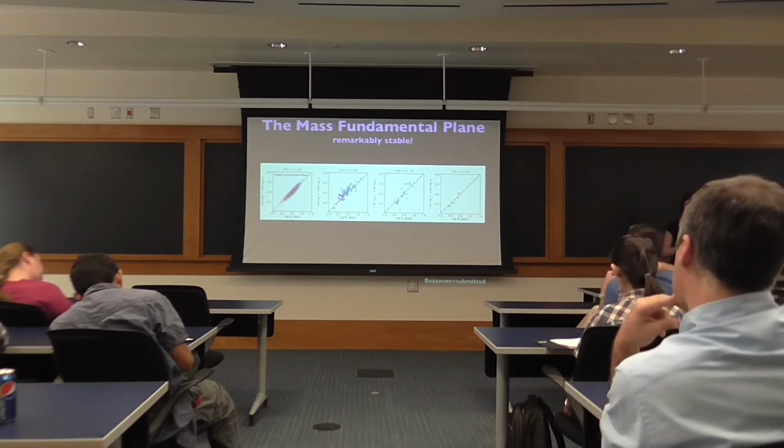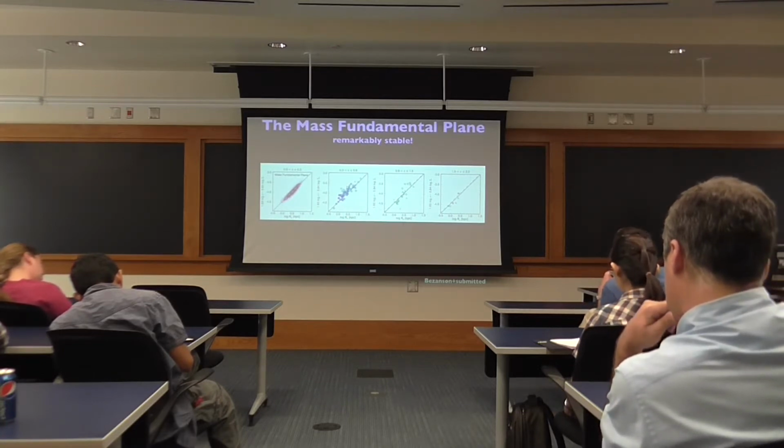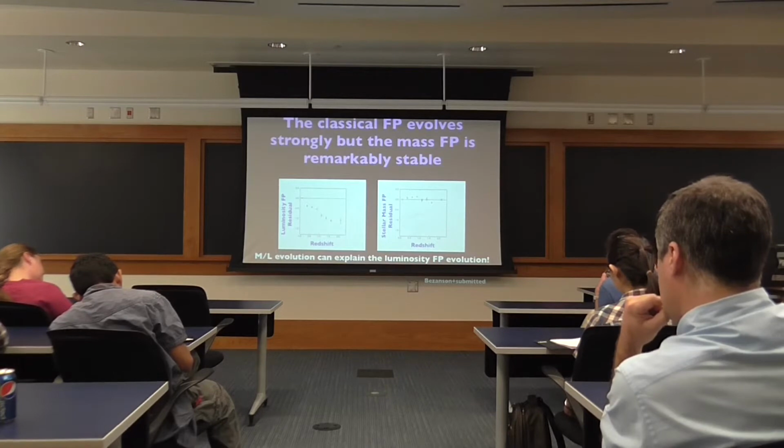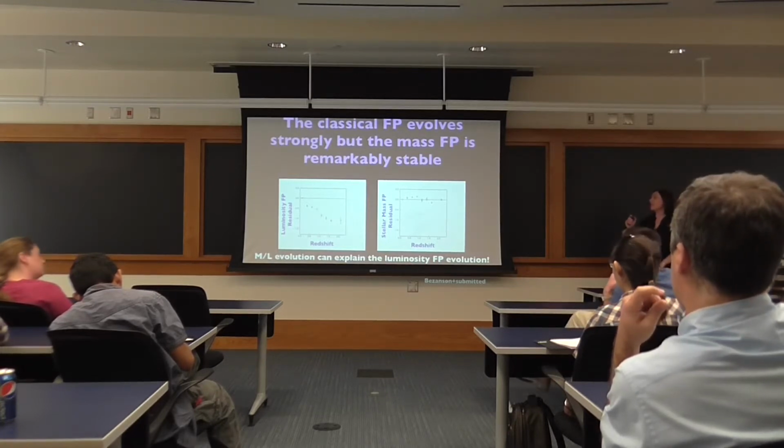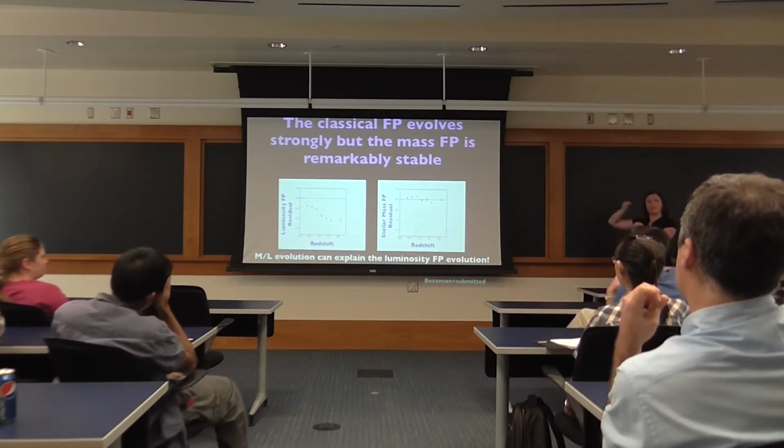And by correcting for the mass to light ratios from photometry, I've actually accounted for that mass to light evolution, and it seems to work very well. I mean, it's moving along this relationship. So the evolution, in this case, must move within the mass fundamental plane.